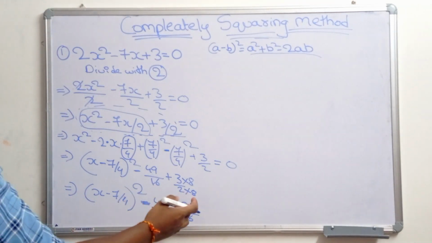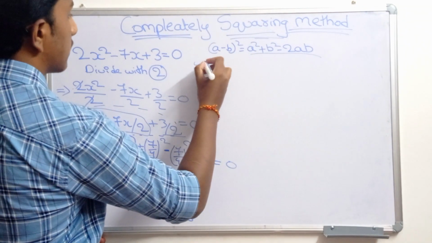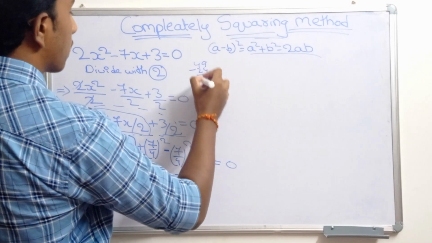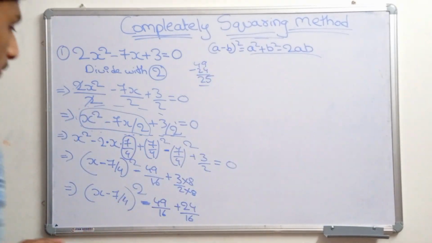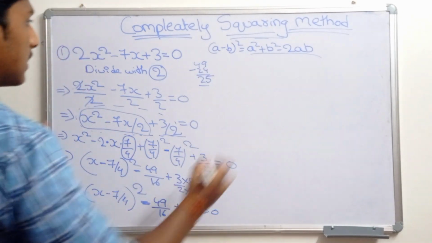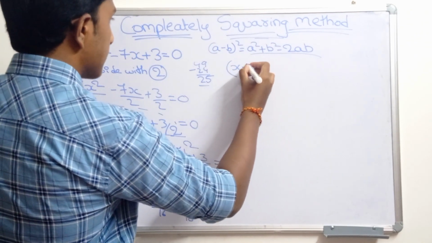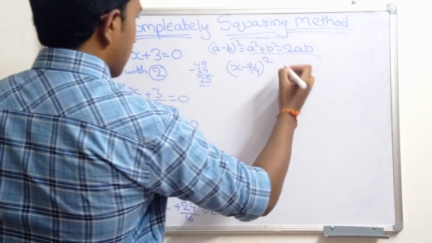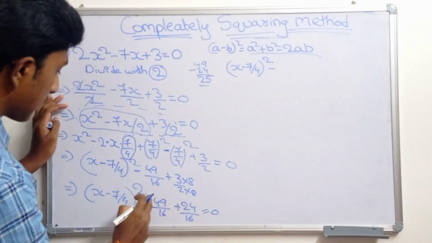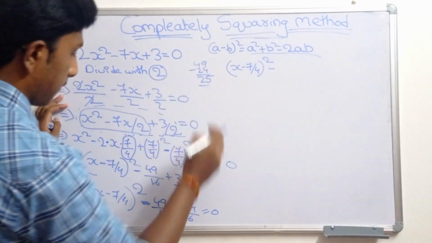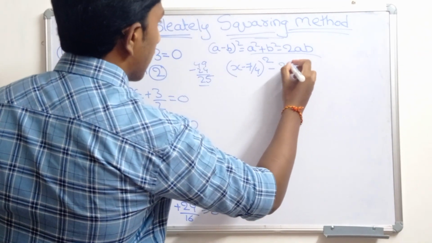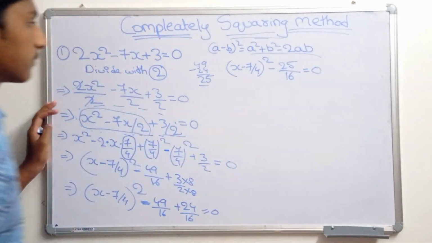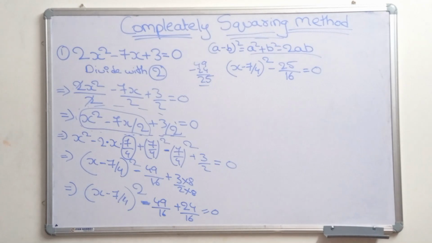That means here we have minus sign, 24 minus 16. First we'll do 49 minus 24. 9 minus 4 means 5 we get. 4 minus 2 means 2. So here the term is (x - 7/4) whole square minus, when you solve this complete term, you will get minus 25/16 is equal to 0.